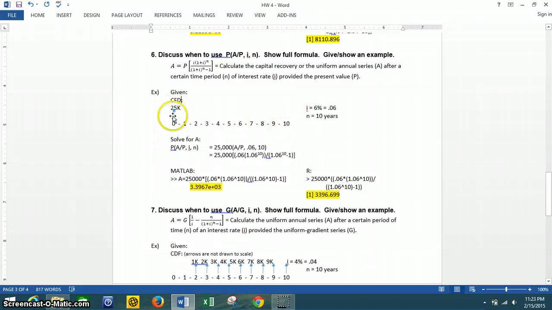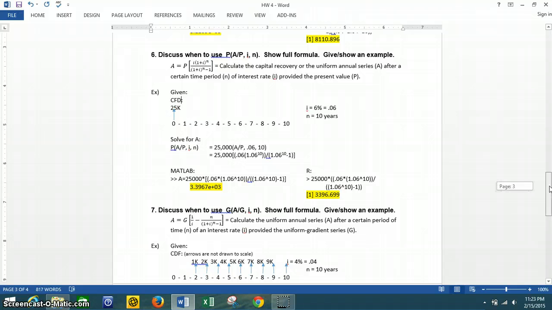You're given $25,000 initially for your present worth, and you're going to try to transform that into a uniform annual sum, or a uniform annual rate or series amongst this 10-year span right here with a 6% interest. So using this formula up here, you will simply type in the nomenclature, substitute in the information, and calculate it using MATLAB or R, just like the other ones, and you will find that you will have to have $3,396.70 for each of those years in your uniform series.